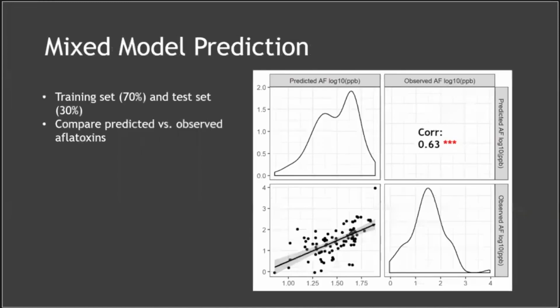I wanted to see how well this worked for predicting if I held samples out of my training set. So doing that, I could compare predicted and observed aflatoxins in my test set and found a strong correlation between predicted and observed. Though I should note that because of the low variance explained, it's a pretty narrow range of predicted values.